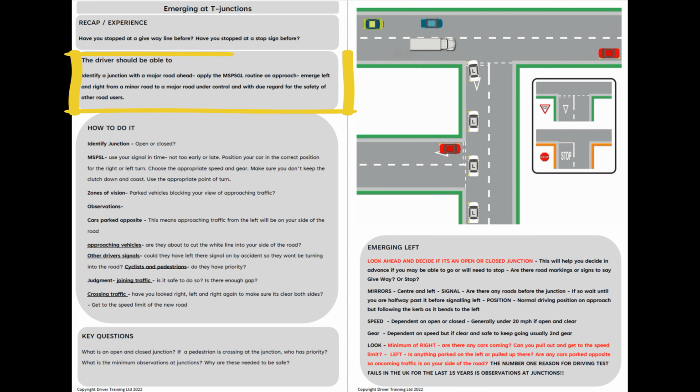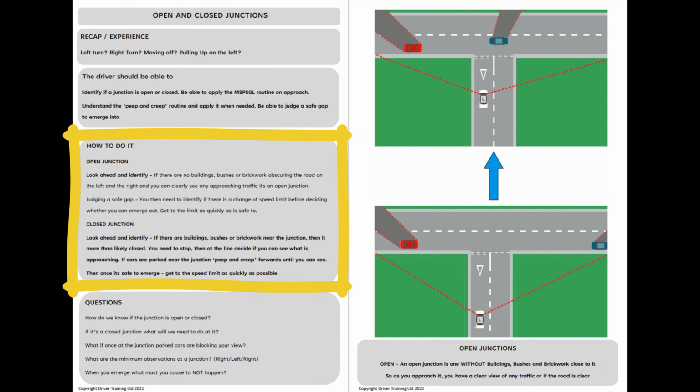So now then we go on to the goals for today's lesson. By the end of today's lesson, you should be able to identify a junction, whether it is open or closed, use the MSPSGL routine on approach, emerge left and right from a minor road onto a major road under control and with due regard and safety for other road users. So the first thing we mentioned there was identifying a junction.